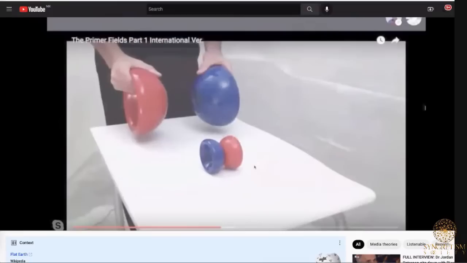So you can see the plane of inertia there. It's right in between red and blue.